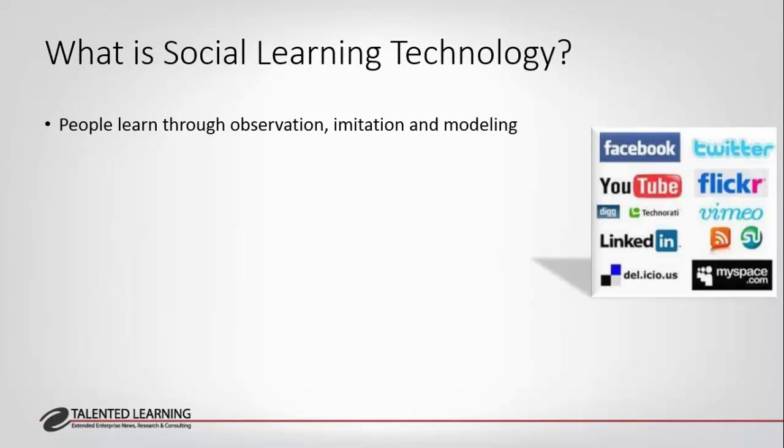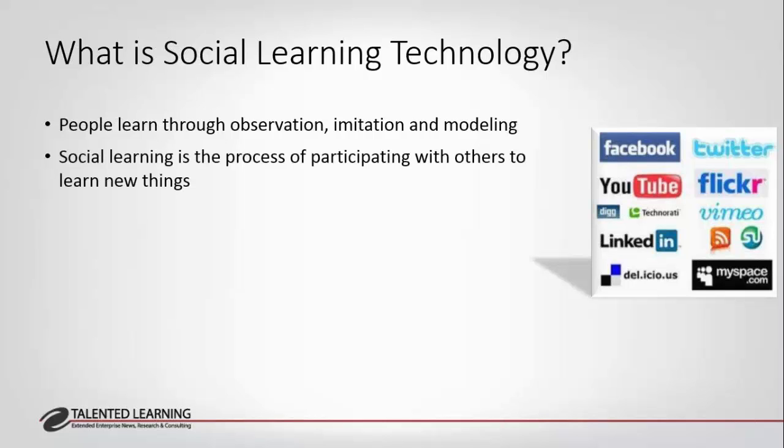So what is social learning? People learn through observation, imitation, and modeling. That is how you start learning as a child. That's how you learn in school. That's how you learn by watching your parents. This could be active, somebody actually working with you and getting you to model and imitate, but it also happens passively just by watching other people's behaviors or watching TV. And social learning is the process of participating with others to learn new things. So it's not just by yourself reading a book or taking a self-paced e-learning class, but interacting in some way, passively or actively, in real time or in staggered time with other people so that you can learn.